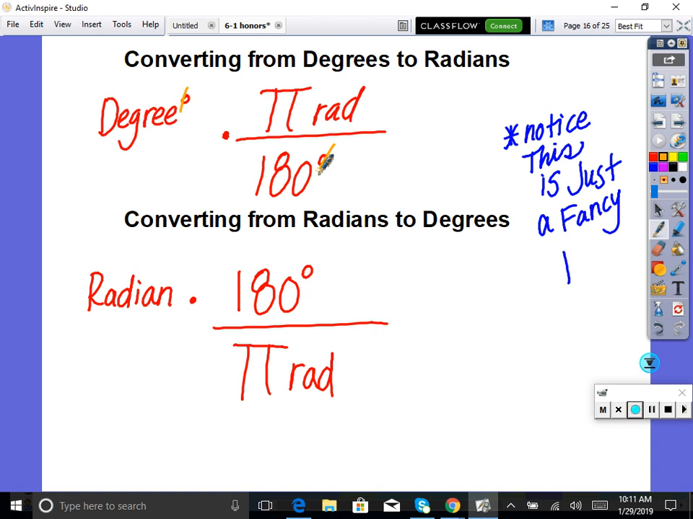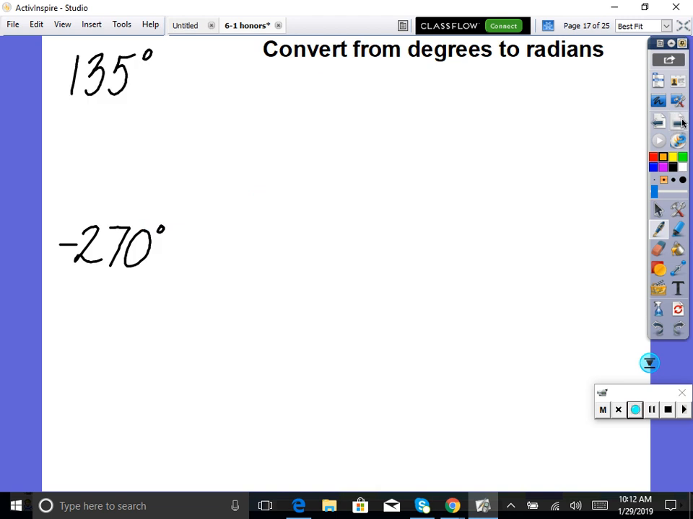So if you start with a radian and you need to switch it to a degree, you're going to multiply by the reciprocal of that, 180 over pi. Now, once again, we need our radians to divide out, so it makes sense that if there's radians on top, there needs to be radians on bottom. And then we'll just switch back and forth. So let's just do these quick examples here.